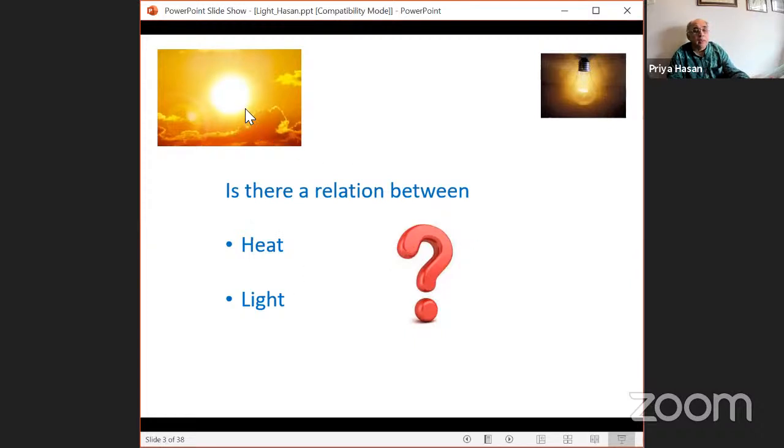Because when we see any source of light, let it be a bulb or the sun or anything, if you feel it, it feels hot, right? So is there a relation between them? And what we shall see is, yes, there is a relation between them, and it's an important relationship.